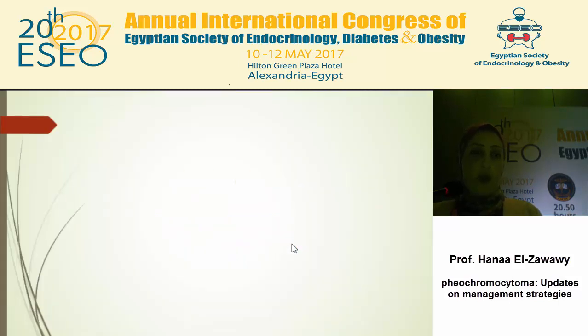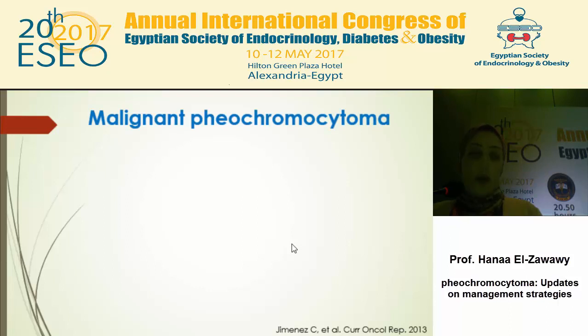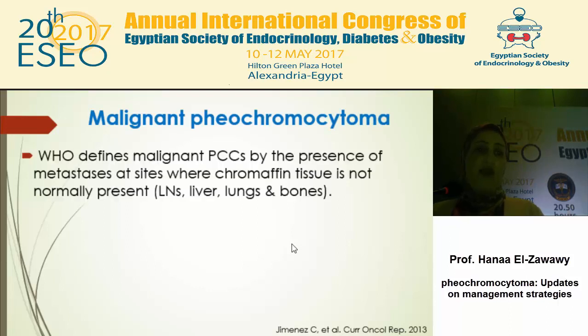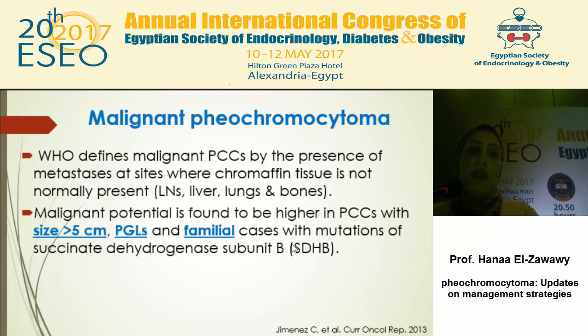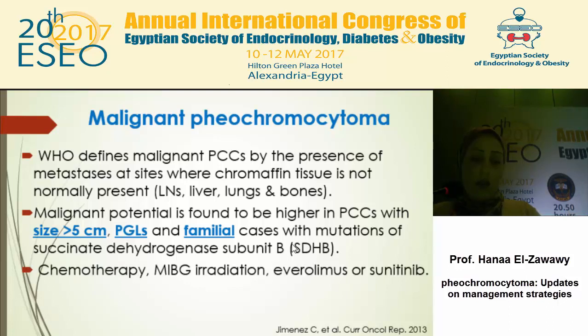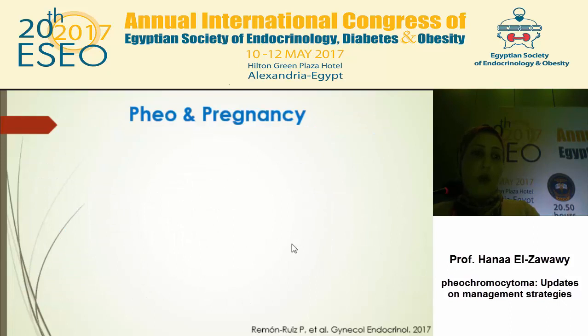Special forms of pheochromocytoma include malignant pheochromocytoma. WHO defines malignant pheochromocytomas by the presence of metastases at sites where chromaffin tissue is not normally present. Malignant potential is found to be higher in patients with pheochromocytomas more than 5 cm in size, paragangliomas, and familial cases. Treatment uses a combination of chemotherapy, irradiation, everolimus or sunitinib, and radiotherapy for metastasis.